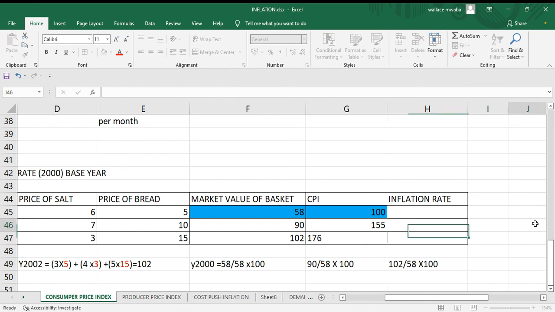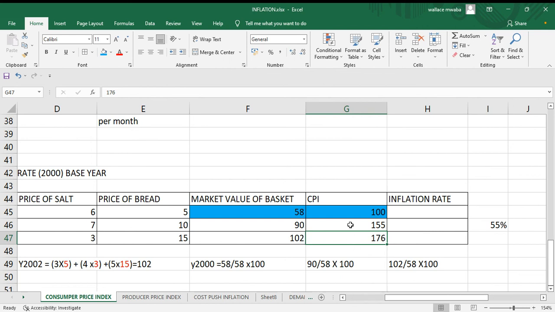So when we compare the year 2000 and 2001, there's been a 55% price increment in the price of the market basket. Then if you compare 2002 and the base year, there's been a 76% price increment in the price of the market basket.